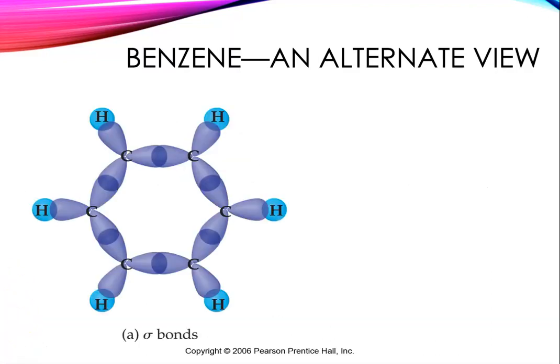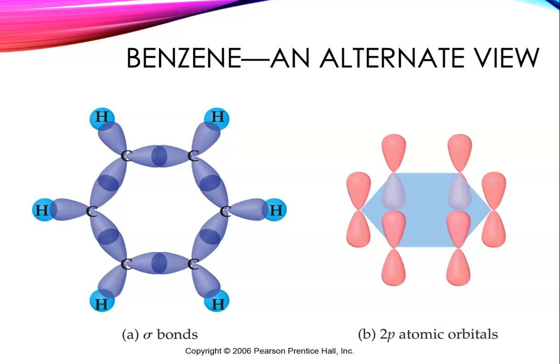Let's look at this starting by just focusing on the sigma bonds. We have 6 sigma bonds in the carbon-carbon ring, and then we have an additional 6 sigma bonds between each carbon and its associated hydrogen. But because of the way this molecule is set up and the hybridization around each carbon atom, each has a p orbital perpendicular to the ring, and these p orbitals can do pi bonding, side-to-side overlap with each other. And this is really what leads us into another view, another representation.